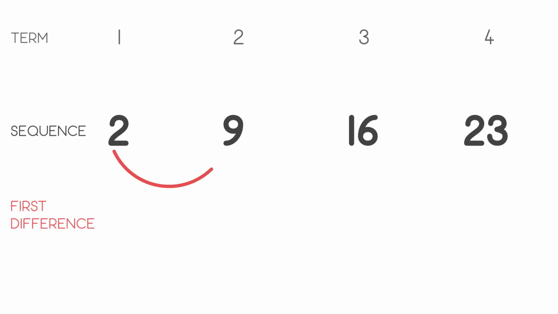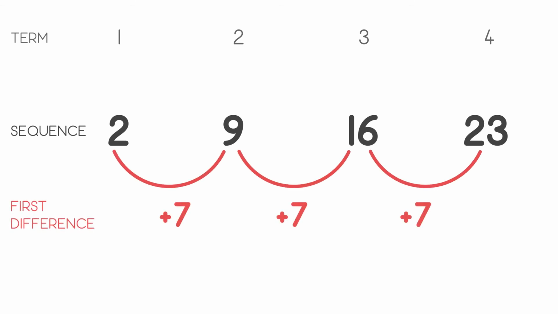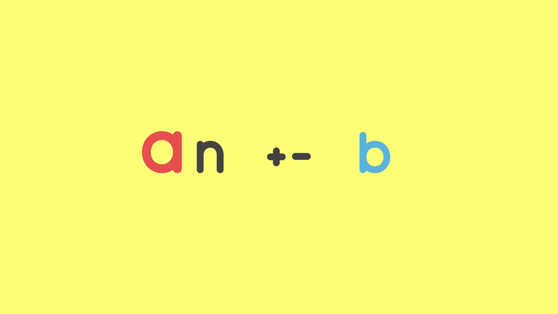Straight away we can see that this is an increasing linear sequence as the numbers are getting bigger with each term. The first thing we need to do is work out the first difference between the terms, which we can see here is plus 7. This is the value of a in our formula, so if we plug that in, we can see that the sequence will be related to 7 times n. Let's write out 7n as a sequence.